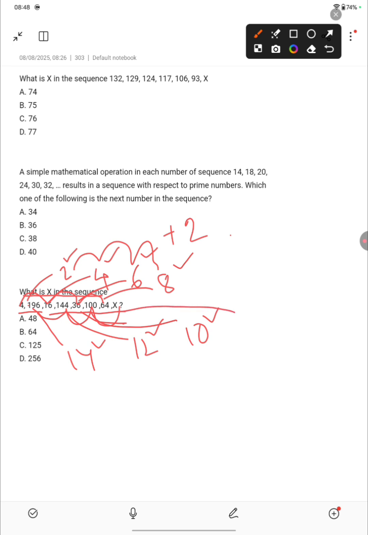Then this is the 8 square. It should be 8 square because it is decreasing by 2 here. So this will be 8 square, equal to 64. B is the correct answer.